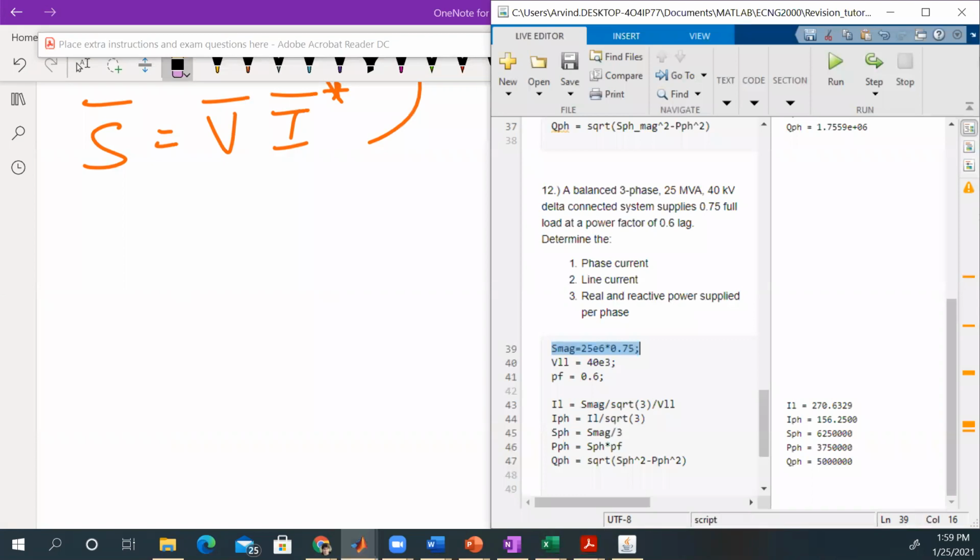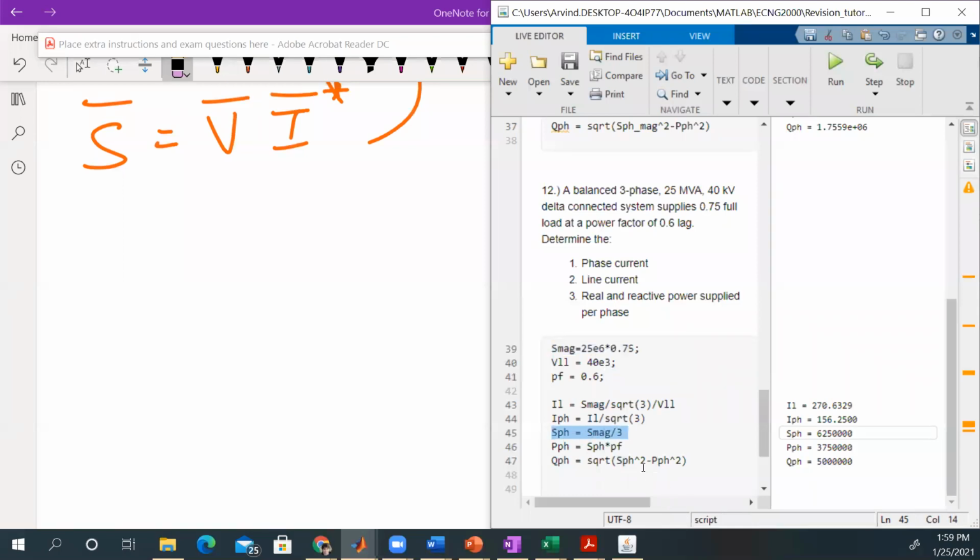Right, so what we have here is we found the line current and line voltage. We want to find the real and reactive power per phase. We know the apparent power is this, and we know the power factor is 0.6. One third of this will be the apparent power per phase, because this is the 3-phase apparent power. So to get the apparent power per phase, we simply divide by 3.